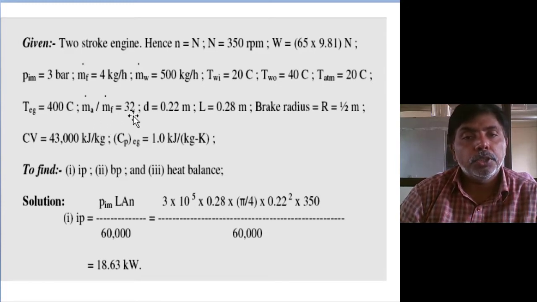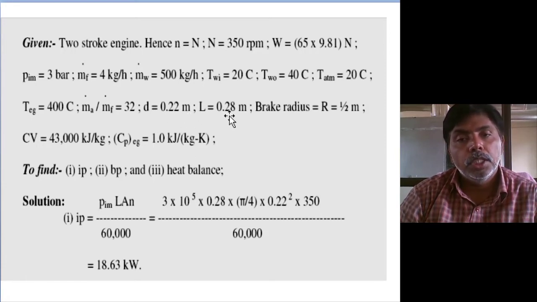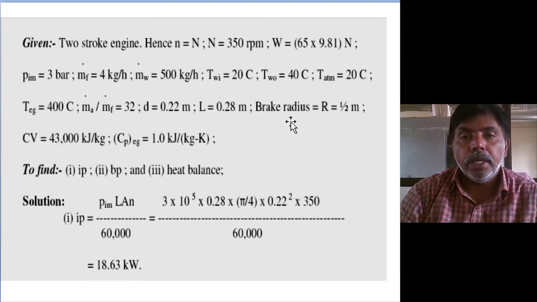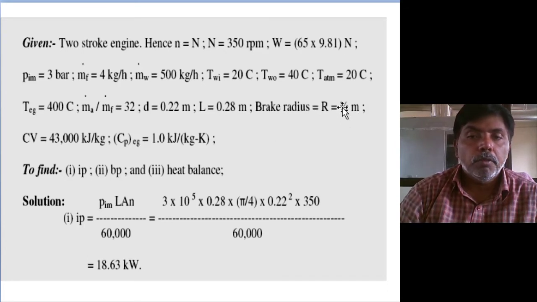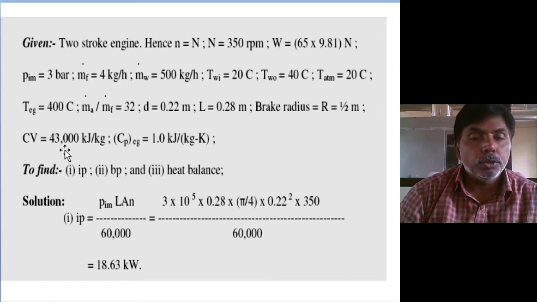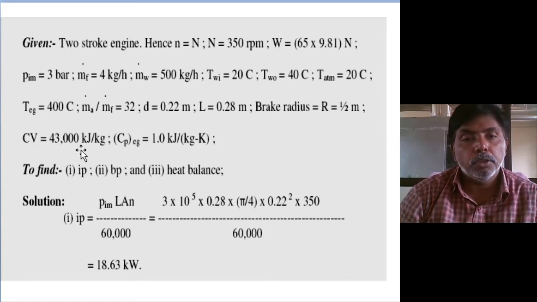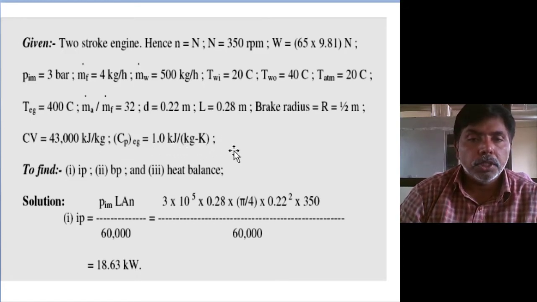Mass of fuel ratio is 32, diameter 0.02 meter, diameter of the cylinder, length of the stroke 0.24 meter, and brake radius R equal to diameter by 2, means length of the arm half meter. Calorific value of the fuel 43 megajoules, it means 43,000 kilojoules per kg. Specific heat of the exhaust gas 1.0 kilojoules per kg.